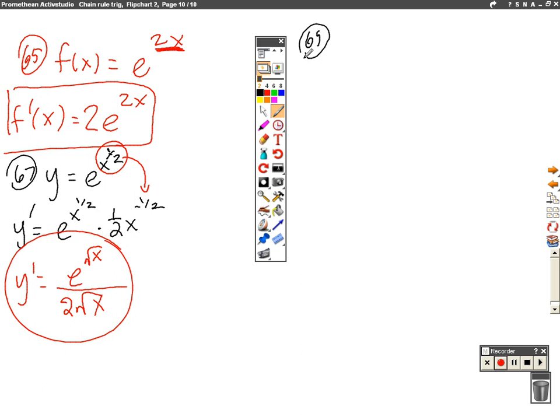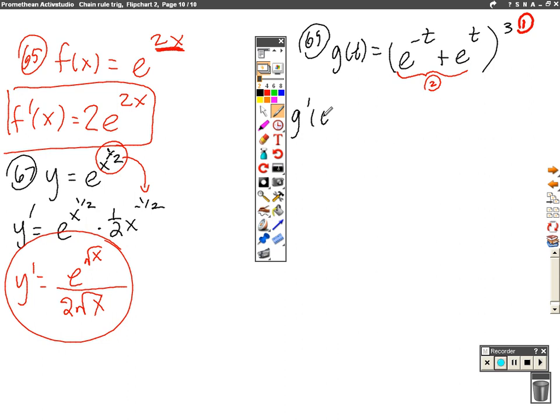69. In number 69, we have g of t equal to e to the negative t plus e to the t to the third. All right, so we have an outside function of the quantity to the third power, and the inside function is e to the negative t plus e to the t. So be careful when you find the derivative here. We're going to use the power rule. So we bring down the 3. There's the quantity to the second power. Bring the inside along.